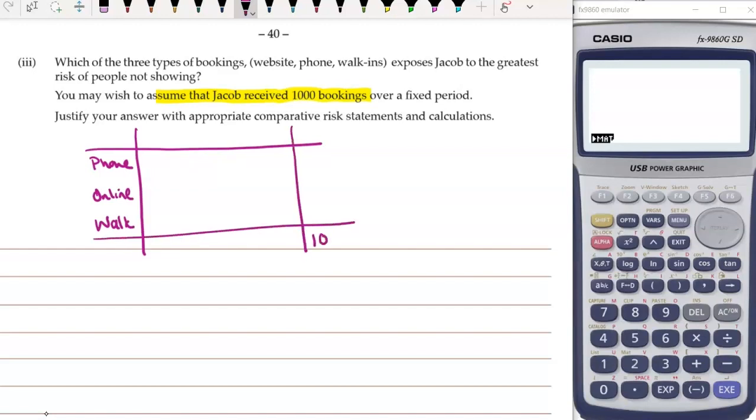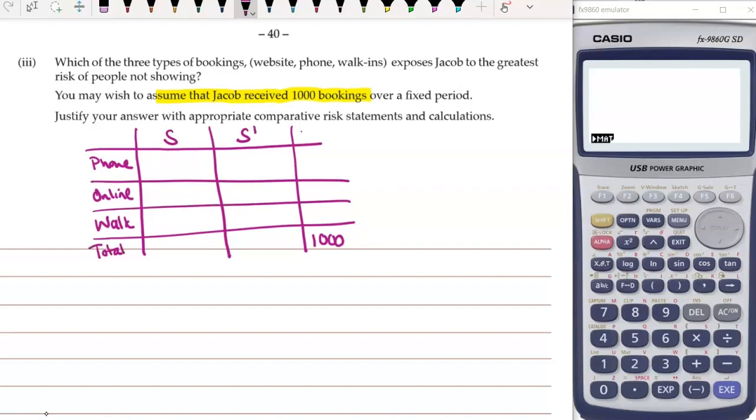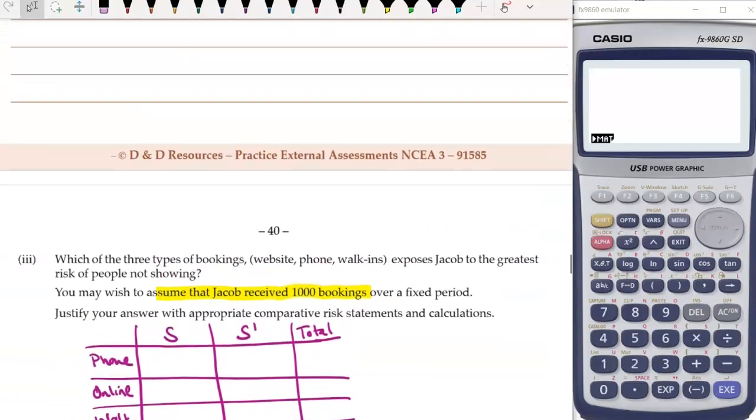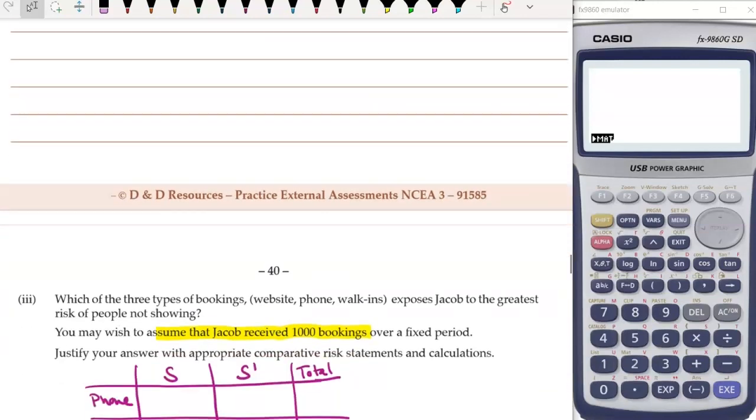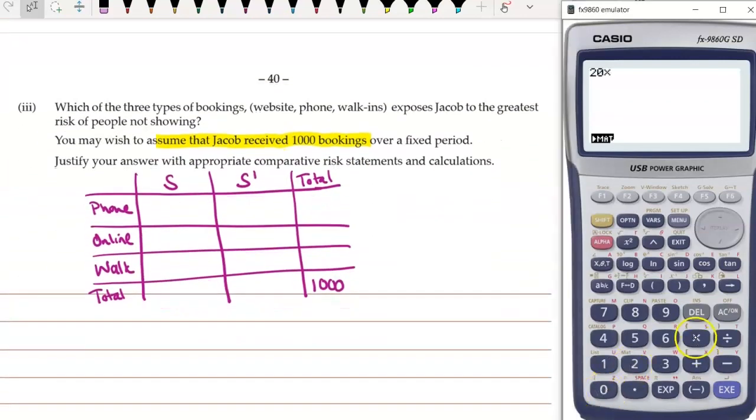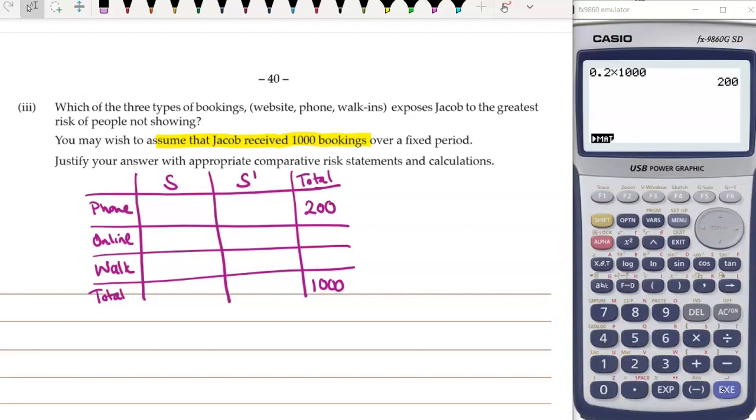Now assume we have a total of 1,000 people and then they were successful or not successful. Often it's easier to see what we're doing if we pop some numbers in like this rather than dealing with the probabilities directly. So if we've got 1,000 people and 20% are on the phone, 74% are online, and 6% are walk-in. So 20%, 0.2 times 1,000 would give us 200 people that booked on the phone.